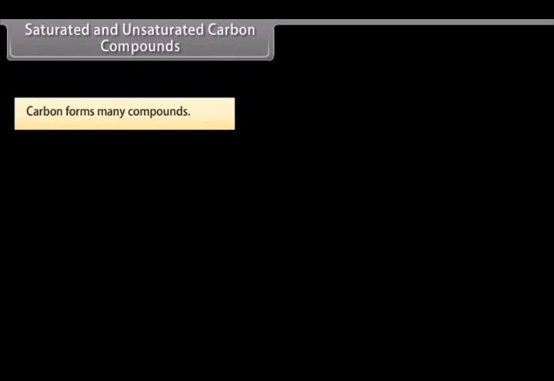Saturated and unsaturated carbon compounds. Carbon forms many compounds. The 2 main types of compounds are saturated compounds and unsaturated compounds.